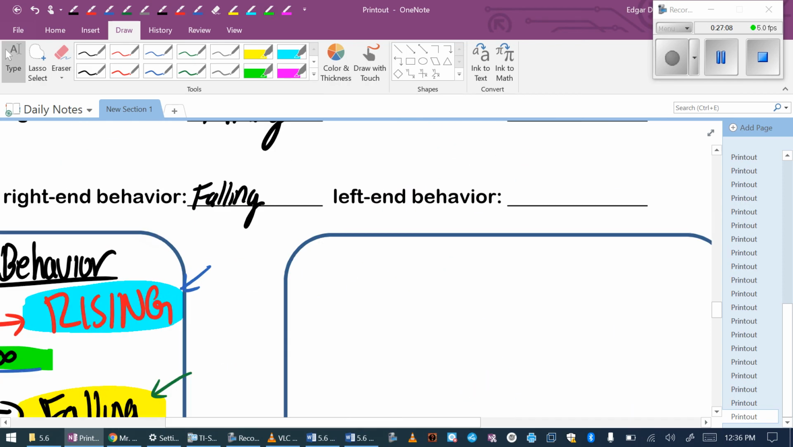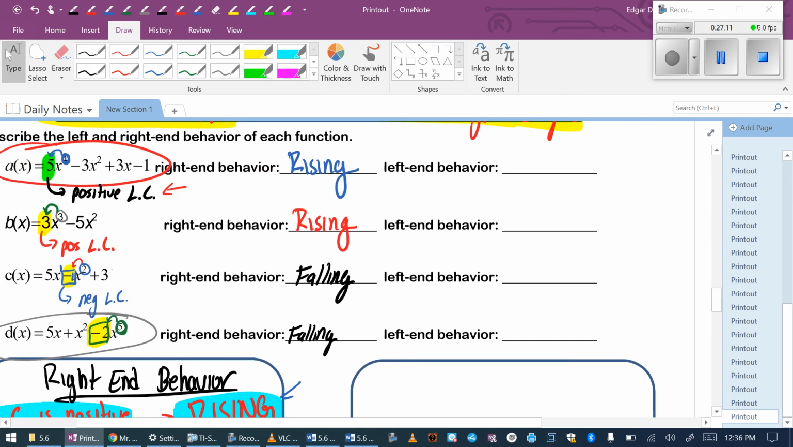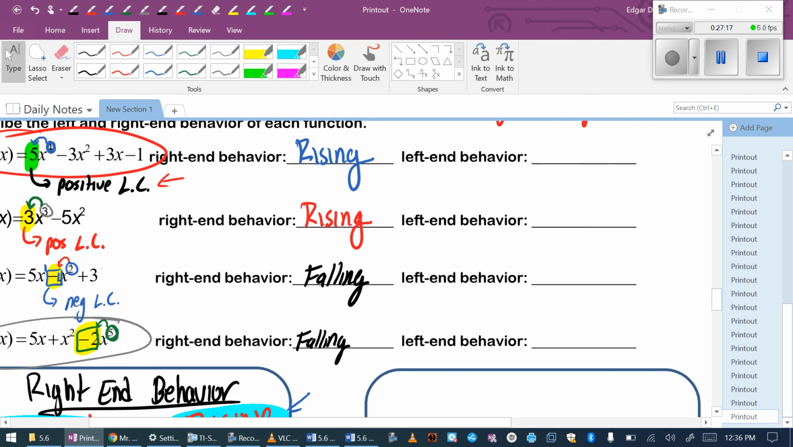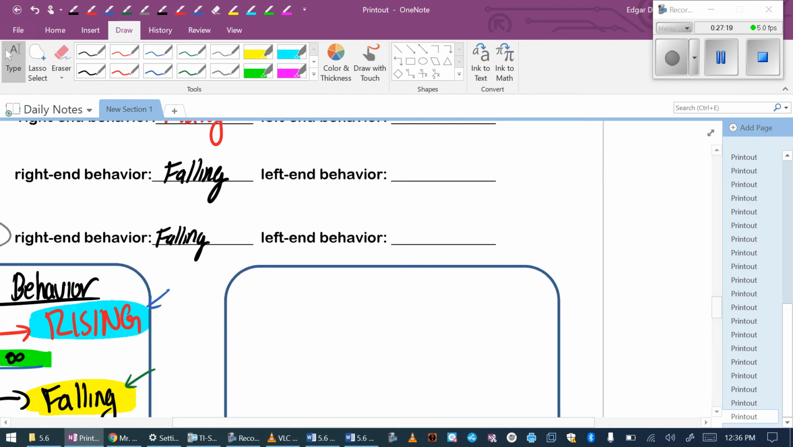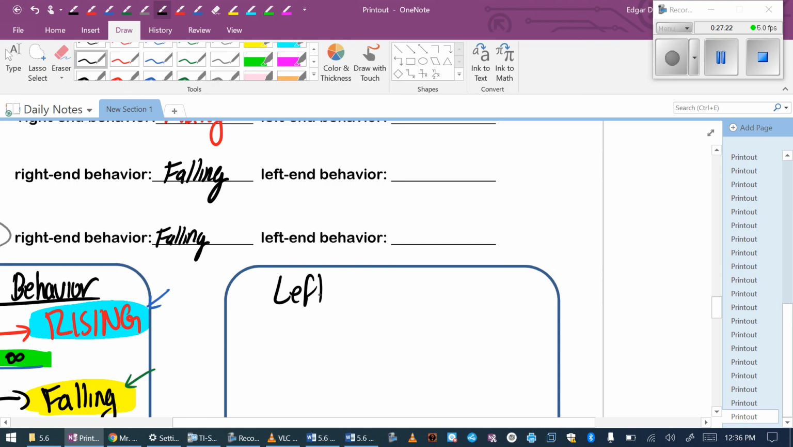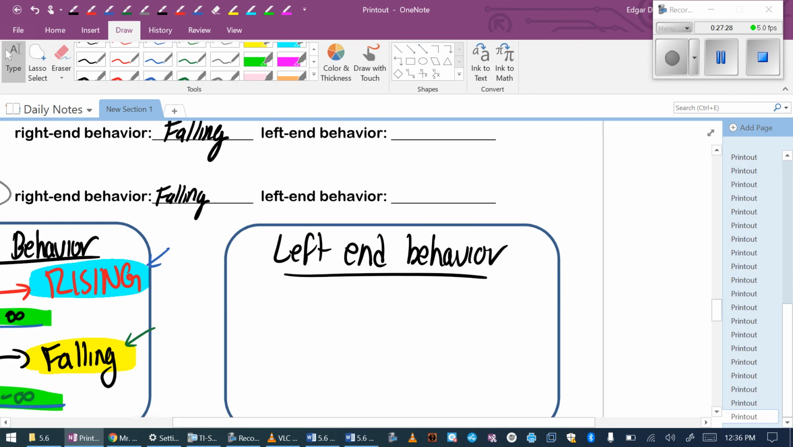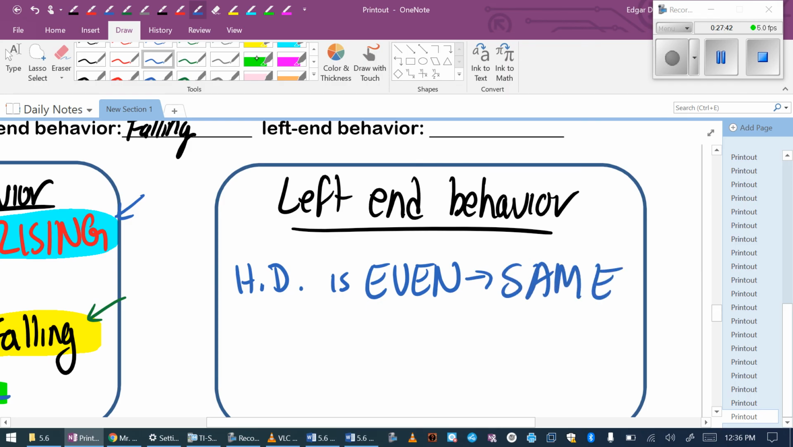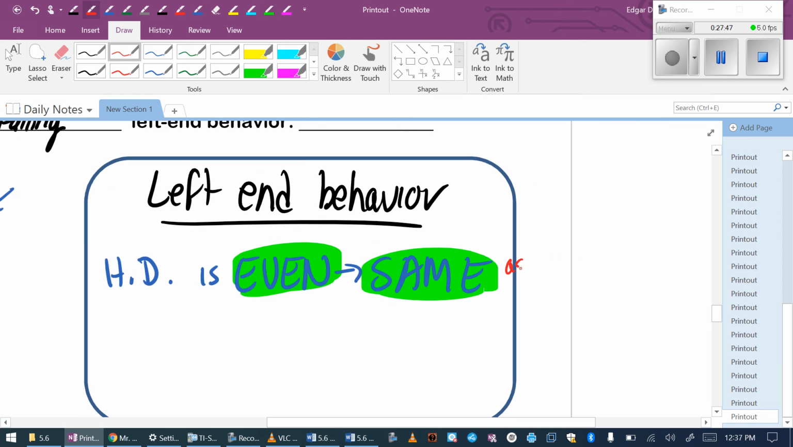Next part. We have not finished this, guys, because we have not done the left-hand behavior, so let's finish that now. For the left-hand behavior, we said we are going to look at the highest degree. If the highest degree is even, we're going to do the same as the right-hand side. If it's even, you're going to do the same as the right side.